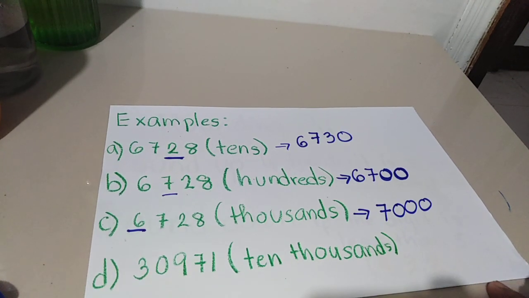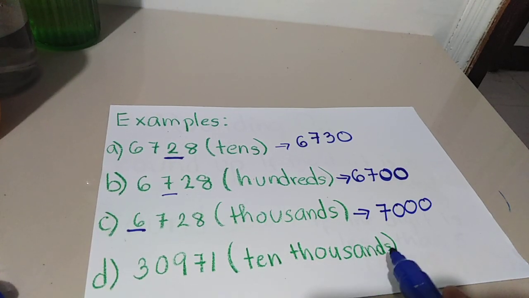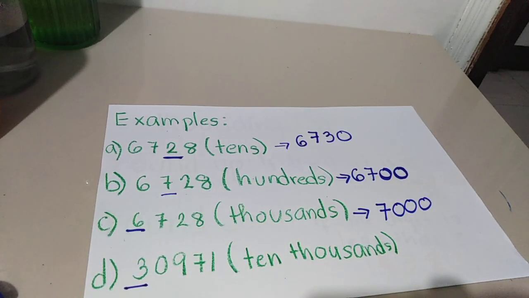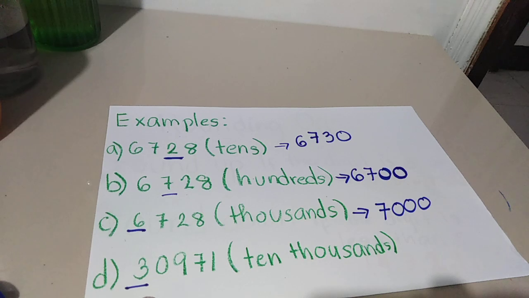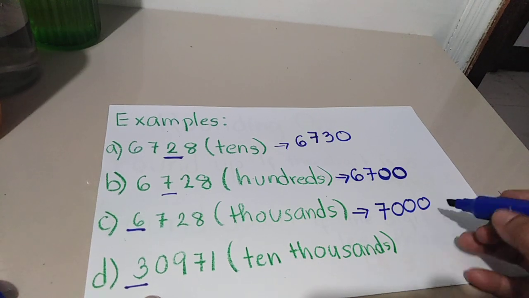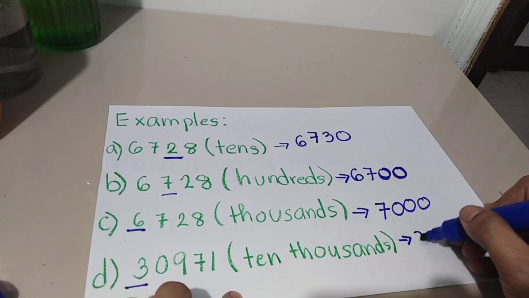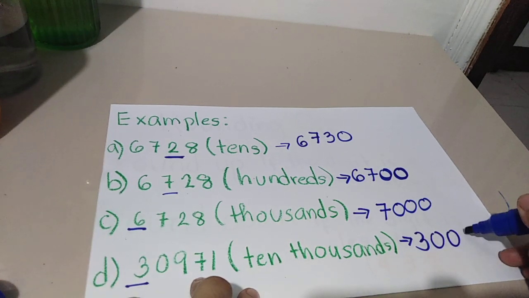Okay? The last is this number. We're going to round it off to the nearest 10,000. So 10,000 is here, 3. So we need to look at the number to the right of 3, and that is 0. And 0 is less than 5. And because it's less than 5, ibig sabihin nun, kailangan nating mag-round down. And round down means wala tayong i-add na 1 doon sa place value kung saan natin inira-round off. So 3 will still be 3. And the rest of the number to its right will become 0. So since may 4 na number dyan, so may 4 din tayong 0 dito.